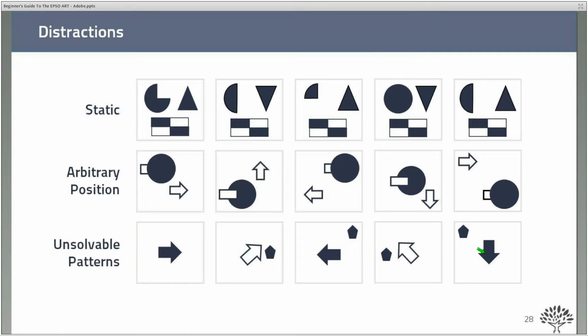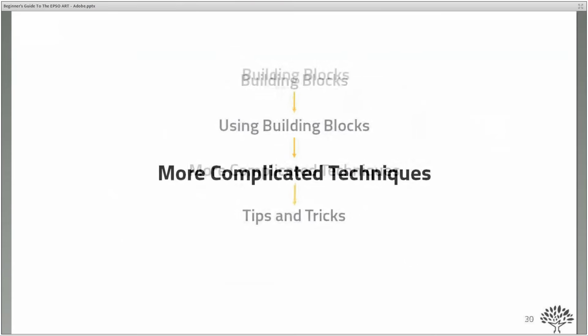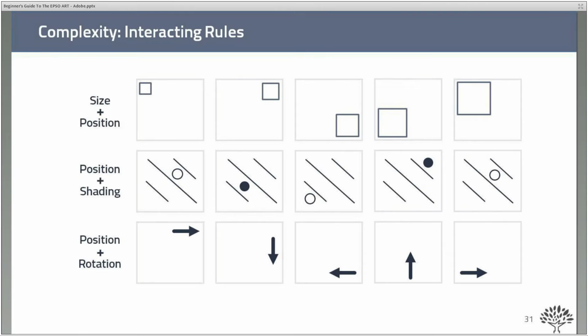So this tells you where the pentagon will be in the next frame, but it doesn't tell you what position. There's no way of figuring out what position the arrow will point in. So, some of the more complicated techniques. Often you'll have rules that interact, so building blocks that impact the same shape. So very quickly here we have size, so this is increasing in size and moving.